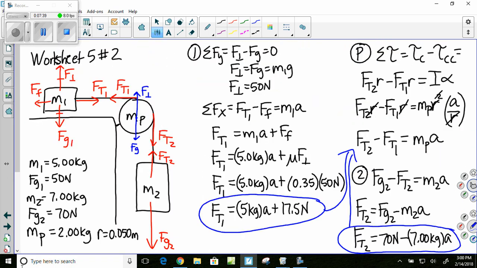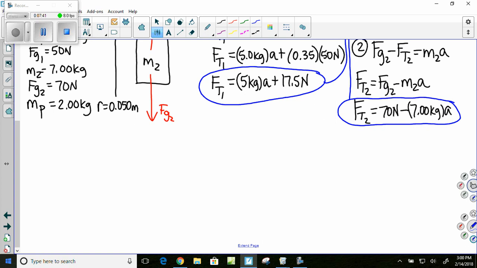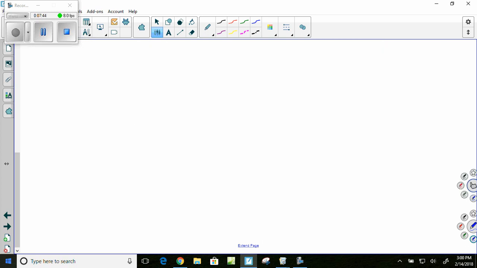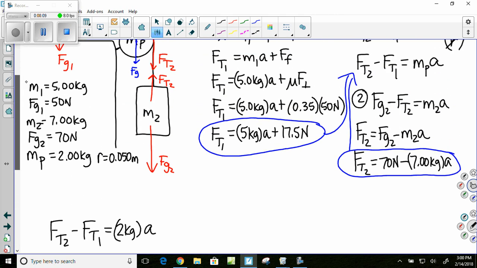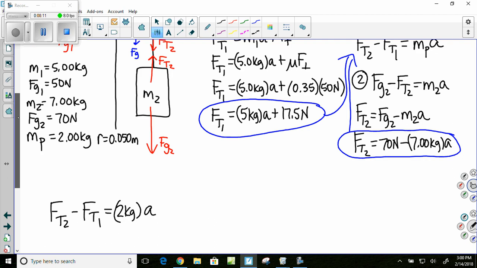Okay, so we're going to just start with the fact that I have Ft2 minus Ft1, this is just the equation I had from the torques, equals 2 kilograms times A. Let's make sure we have the same. Yep, all I did was put in the mass of the pulley. All right, so that's where we are. And now I'm going to substitute in all of those equations.